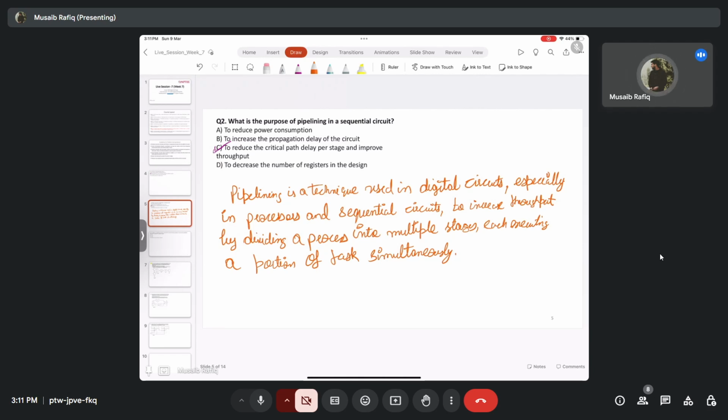So basically, if you look at a sequential circuit, let's say it consists of multiple combinational circuit blocks or logic blocks, and some of the logic blocks take a certain amount of time, some take a different amount of time. So what you have typically seen so far is you want a particular task to be completed in one clock cycle.